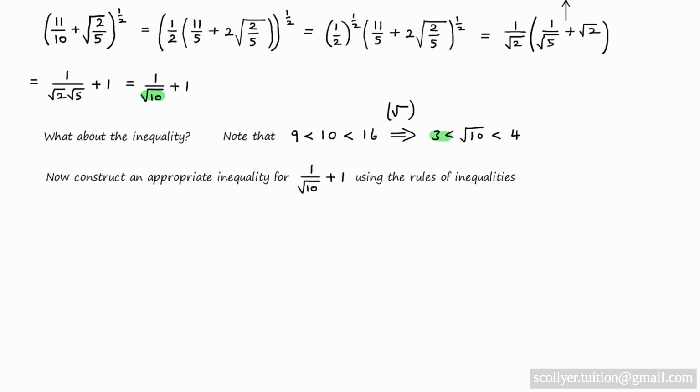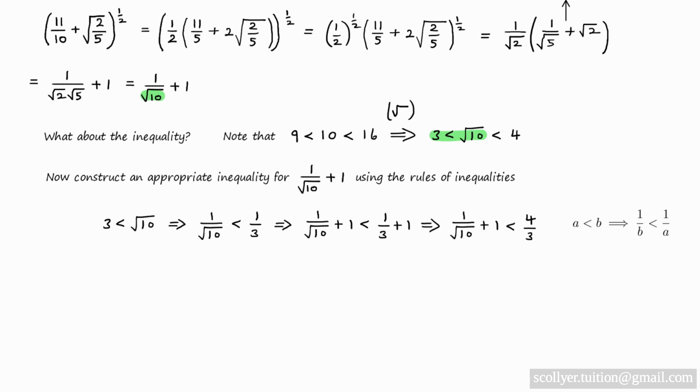Now we use this inequality for root 10 to construct an appropriate inequality for 1 over root 10 plus 1 by using the rules of inequalities for real numbers. So 3 is less than root 10 tells us that 1 over root 10 is less than 1 over 3, because for real numbers a and b, if a is less than b, then 1 over b is less than 1 over a. And we add 1 to both sides to find that 1 over root 10 plus 1 is less than 1 over 3 plus 1. And so 1 over root 10 plus 1 is less than 4 over 3.